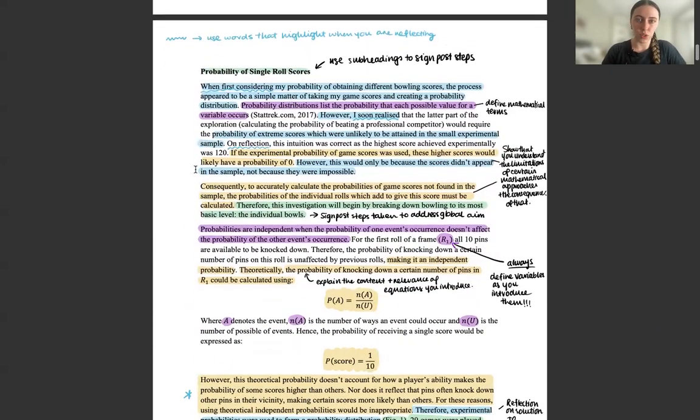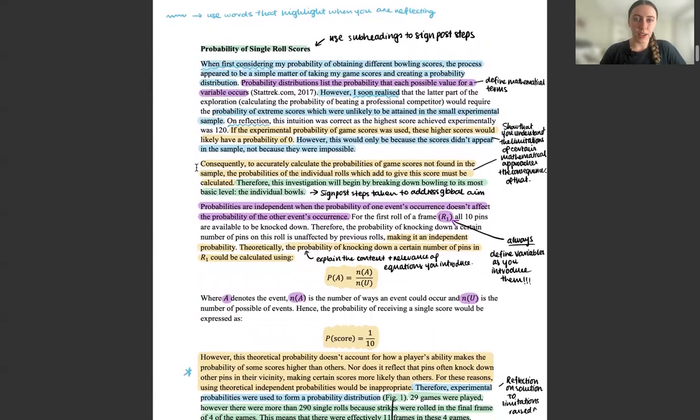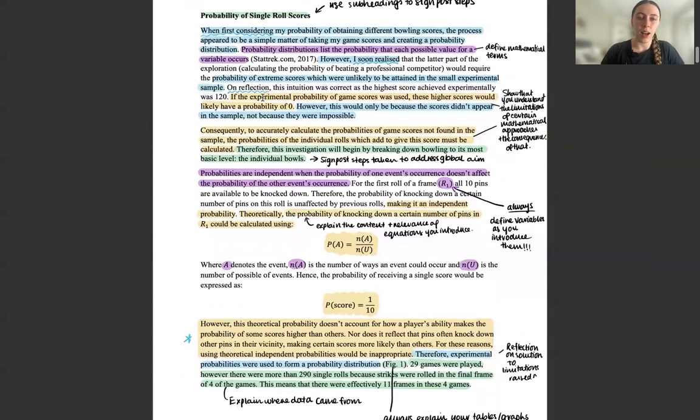So for the single roll scores, what is important here? I won't go through everything. You can see I've underlined here, again, those key terms: I realized on reflection, I was first considering this, so really highlighting the fact that I'm reflecting on this process. Here we have an example of the mathematical presentation. Probability distributions list the probability that each possible value for a variable occurs. So I'm giving just a textbook definition of probability.